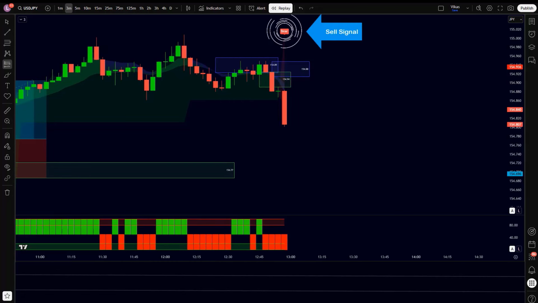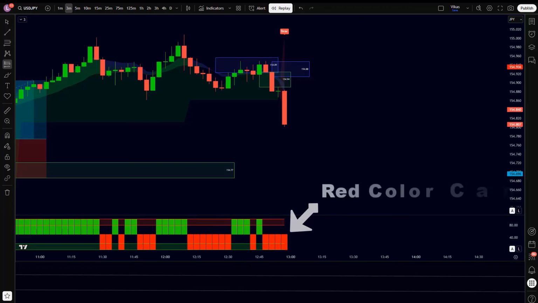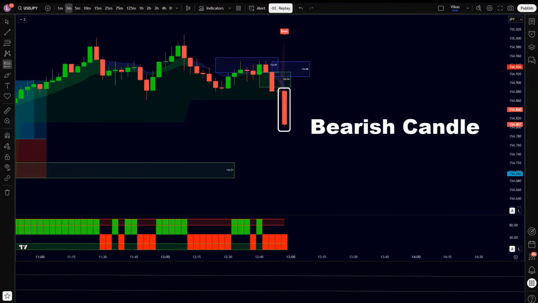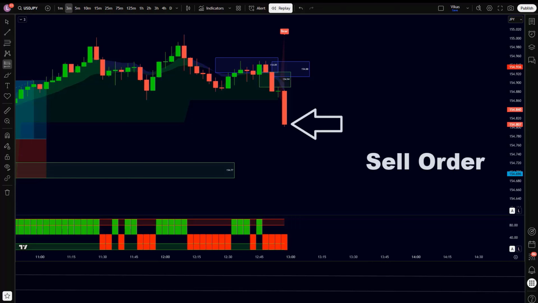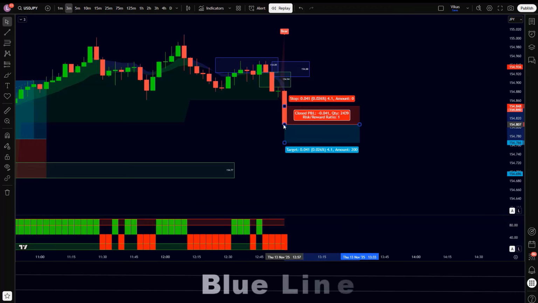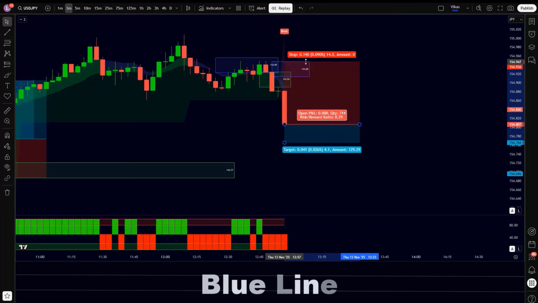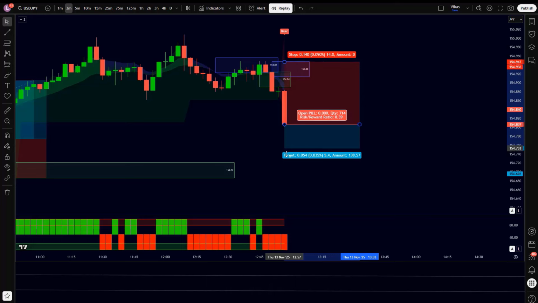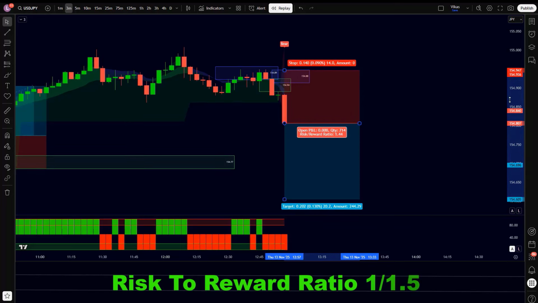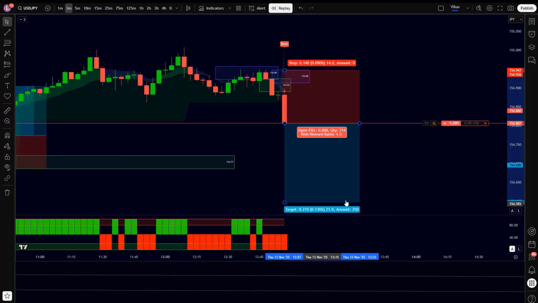Here the Sushi Trend HG indicator gives us a sell signal. Here the Kalman-Hull RSI shows the red candle of the STA-RC indicator. Here the market has made a bearish candle to give confirmation. So all our conditions are being fulfilled, so we are placing an order to sell. Our stop loss needs to be placed at the above line of the blue box of the zero lag trend. And the risk to reward ratio will be 1:1.5.